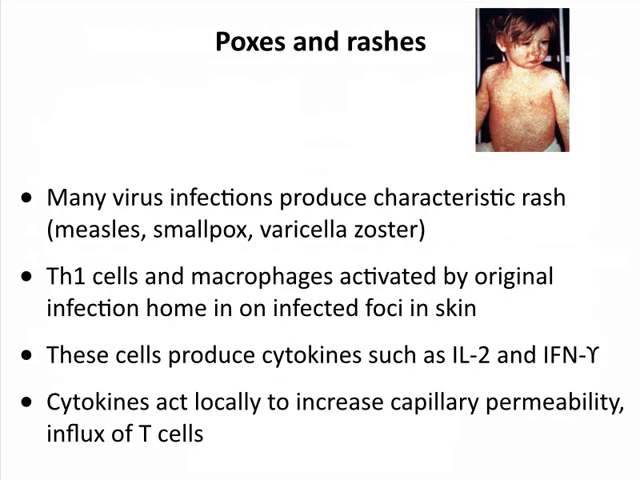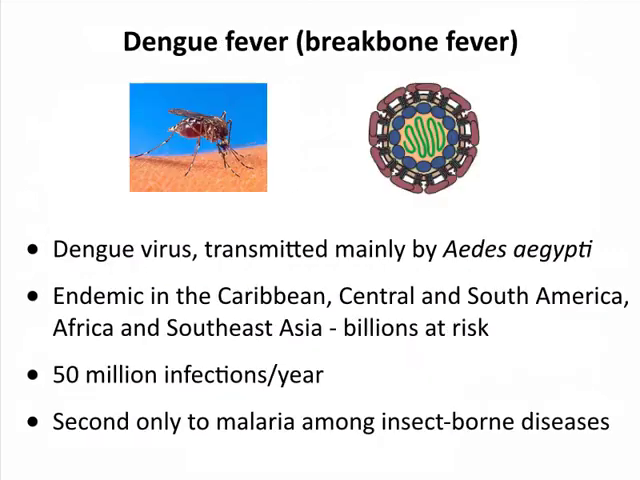The poxes and rashes that we see as a consequence of many virus infections are the result of Th1 cells that home to the skin. They make cytokines. Those cytokines increase capillary permeability. It's one of the things that they do. It attracts more T cells to the area, and you get the little rashes that are so typical. So this is a form of immunopathology.